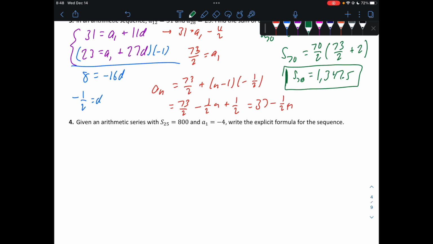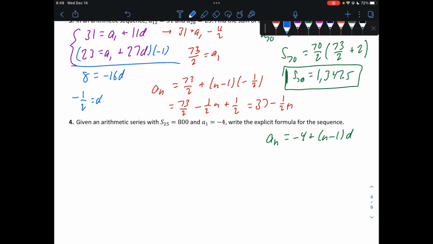Okay, number 4, given an arithmetic series with s sub 25 equals 100 and a sub 1 equals -4, write the explicit formula for the sequence. Okay, so we have this: a sub n equals -4 plus n minus 1 times d. We don't know what d is yet, okay? But we do know that for sure.